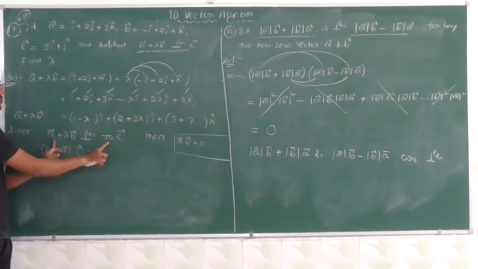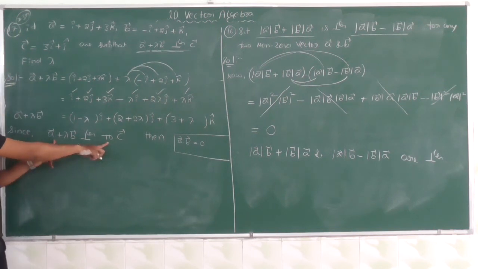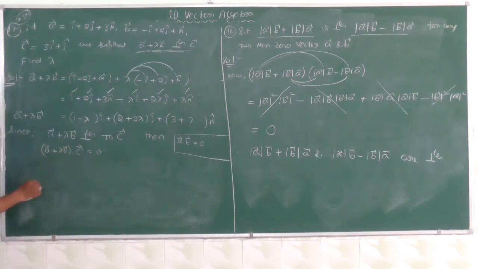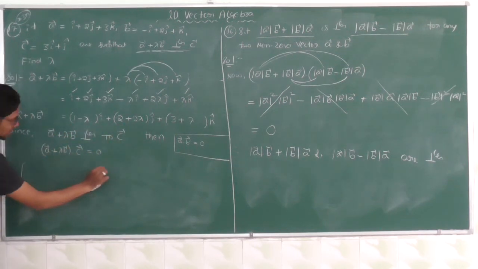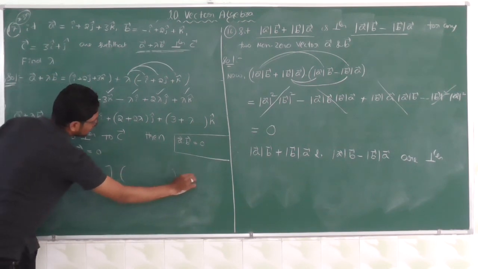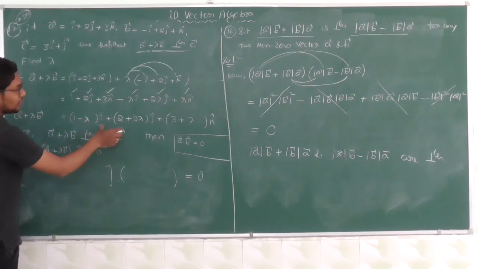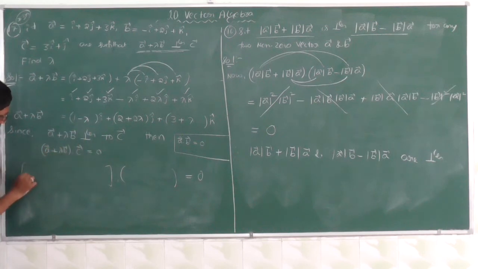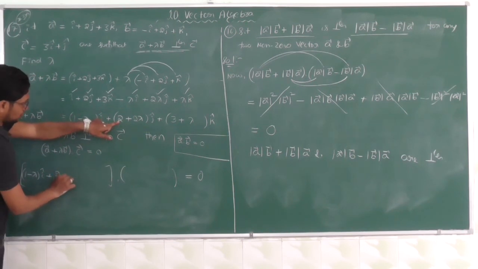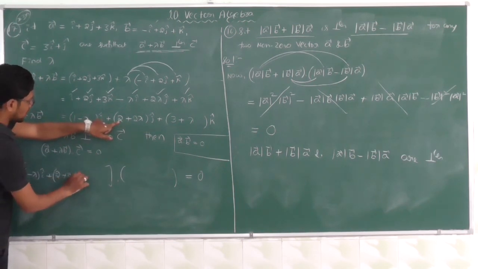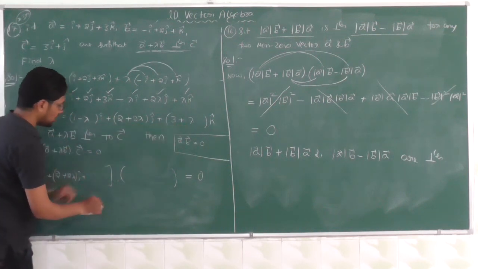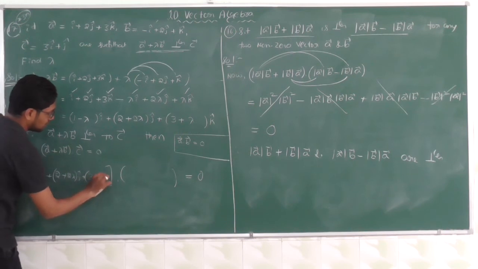Because these two vectors are perpendicular. We are already given that in the problem, so it is the condition. Now we write down A plus lambda B vector dot C vector equals 0. In place of this, we put the respective vectors: 1 minus lambda i cap plus 2 plus 2 lambda j cap plus 3 plus lambda k cap.